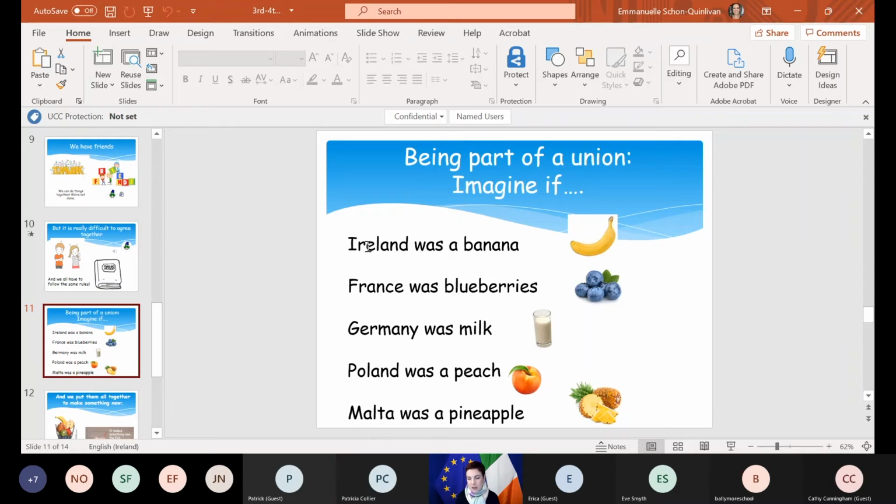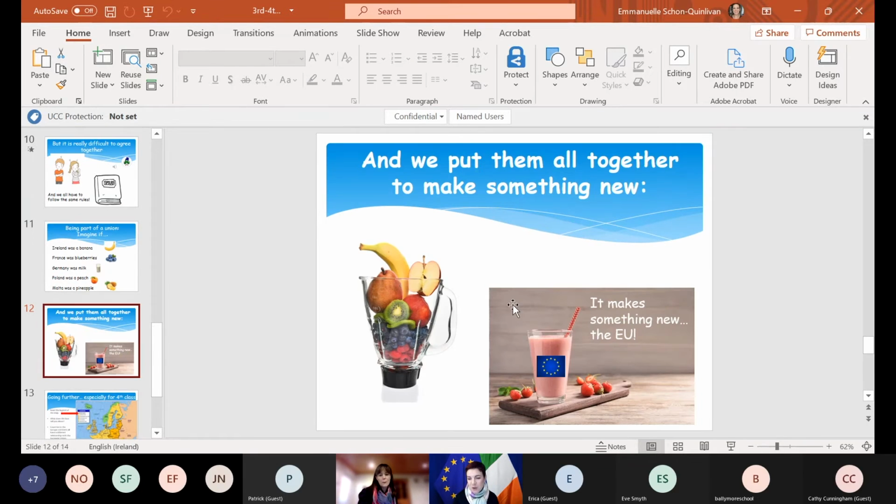And then to finish the lesson, Trish actually devised this activity, which the children absolutely adore, which is smoothie making. So each country is a fruit, and Germany is milk, at each table, or however you manage it with COVID, they have the fruit that they put into the blender. It gets blended, or the children blend it. They really like it, and then it makes something new.